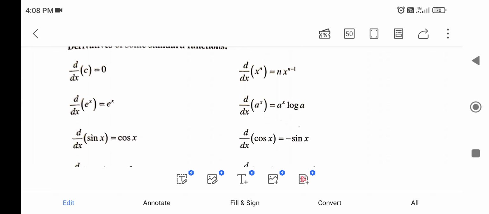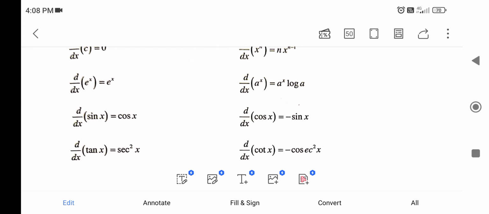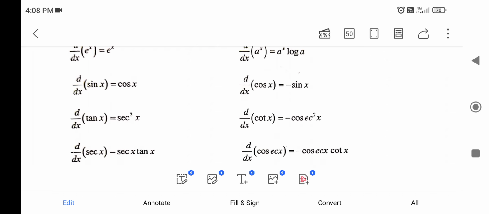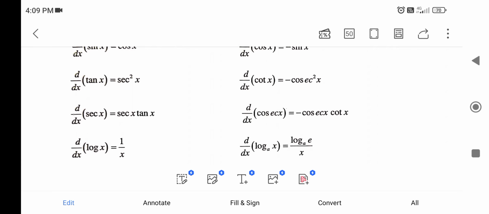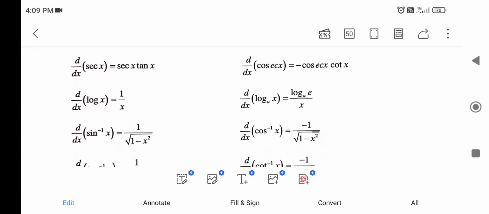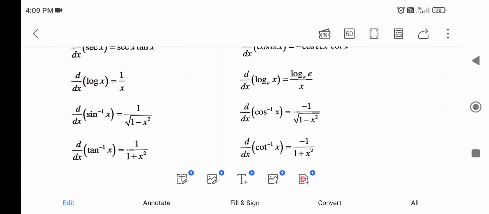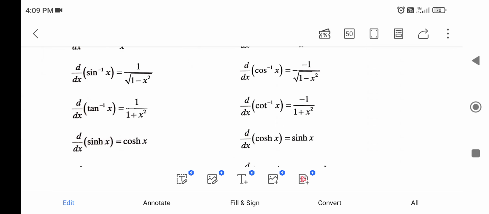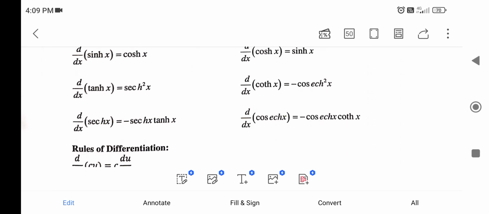Constant derivative is 0, e^x derivative is e^x, sin x derivative is cos x, tan x derivative is secant square x, secant x derivative is secant x into tan x, log x is 1 by x, and sin inverse of x derivative is 1 by root of 1 minus x square. Write down your notes, helps for your exams.